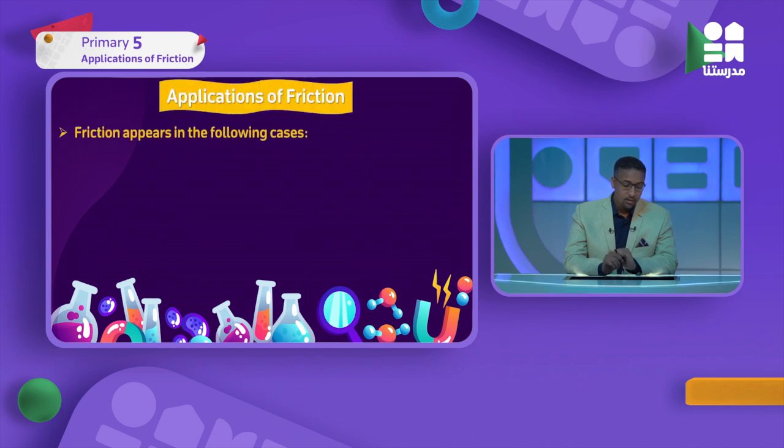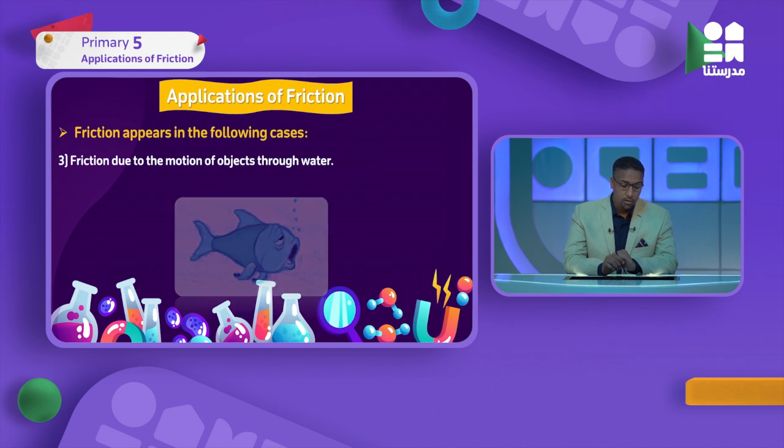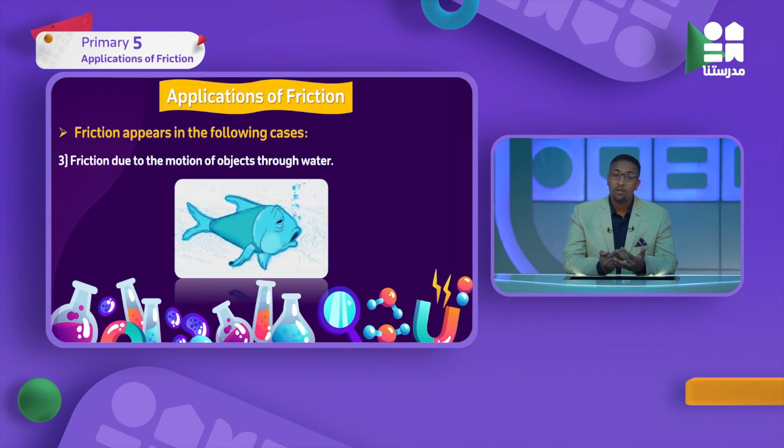The third example. Friction due to motion of an object through water. So an object like this fish moving through water, so it is a solid object moving through water, which is a liquid, so it is called water resistance, أو مقاومة الماء. Also it acts in the opposite direction and causes the object to slow down and stop. The streamline shape is also very important for the fish, and very important for the things we build, like boats, the things that move through water. All of them have a streamline shape. Why? To decrease water resistance.